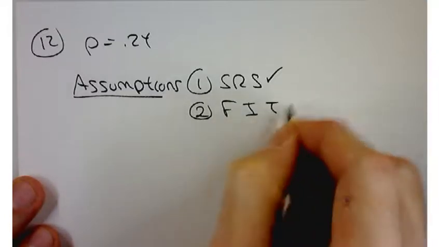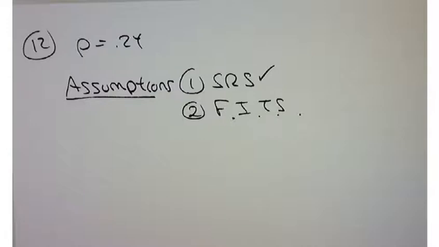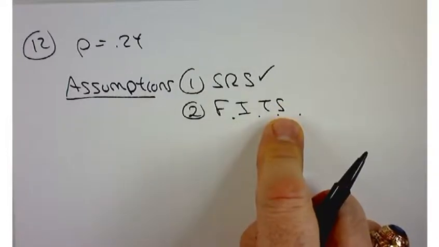Does it fit? Fixed number of trials? 100. Independent. If you grab one M&M at random, is its color going to depend on another M&M? No. So, two outcomes, blue or not blue, same probability of success. Yes. So we're good there.